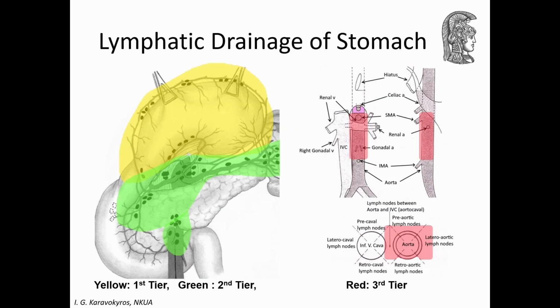In this slide, where the stomach is lifted up after dividing the gastrocolic ligament and we entered the lesser sac, we can see the perigastric lymph nodes of the first tier in yellow. Removal of these nodes is considered a D1 lymphadenectomy. The second tier is marked with green color, and its removal represents a D2 lymphadenectomy. The third tier, i.e. the paraortic nodes, is colored red, and its removal represents a D3 lymphadenectomy.